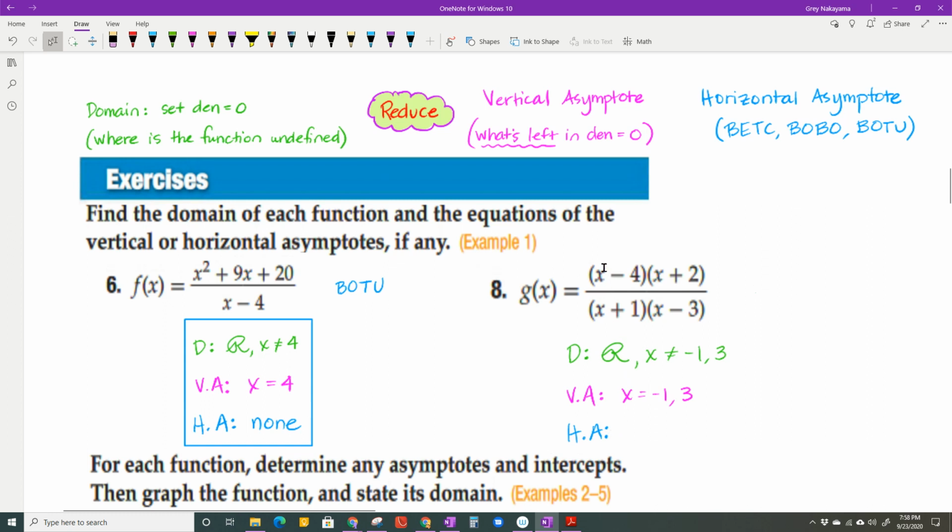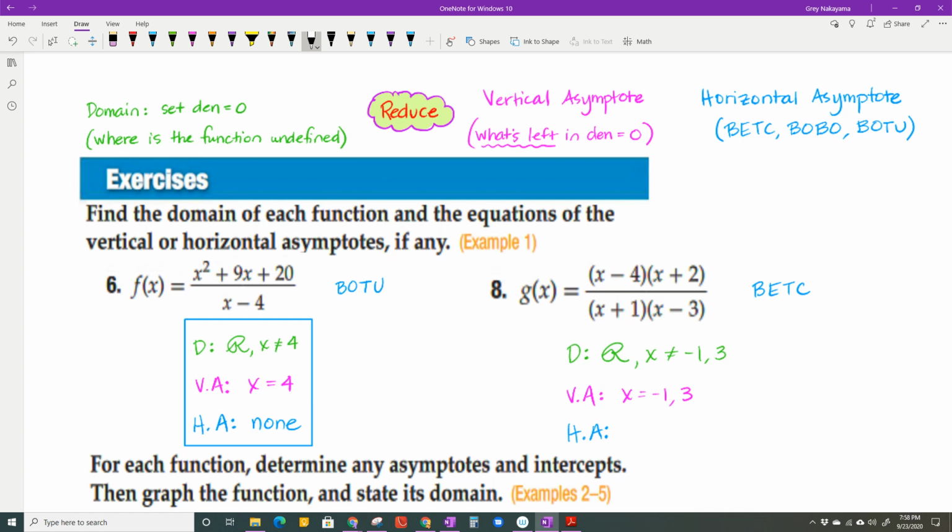Okay, so what I'm looking at is, you look at the first terms, y'all. This would be x times x, which is x squared. On the bottom, I would have x times x, which is x squared. And x squared over x squared means bottom equals top. So this is "Betsy." Okay?